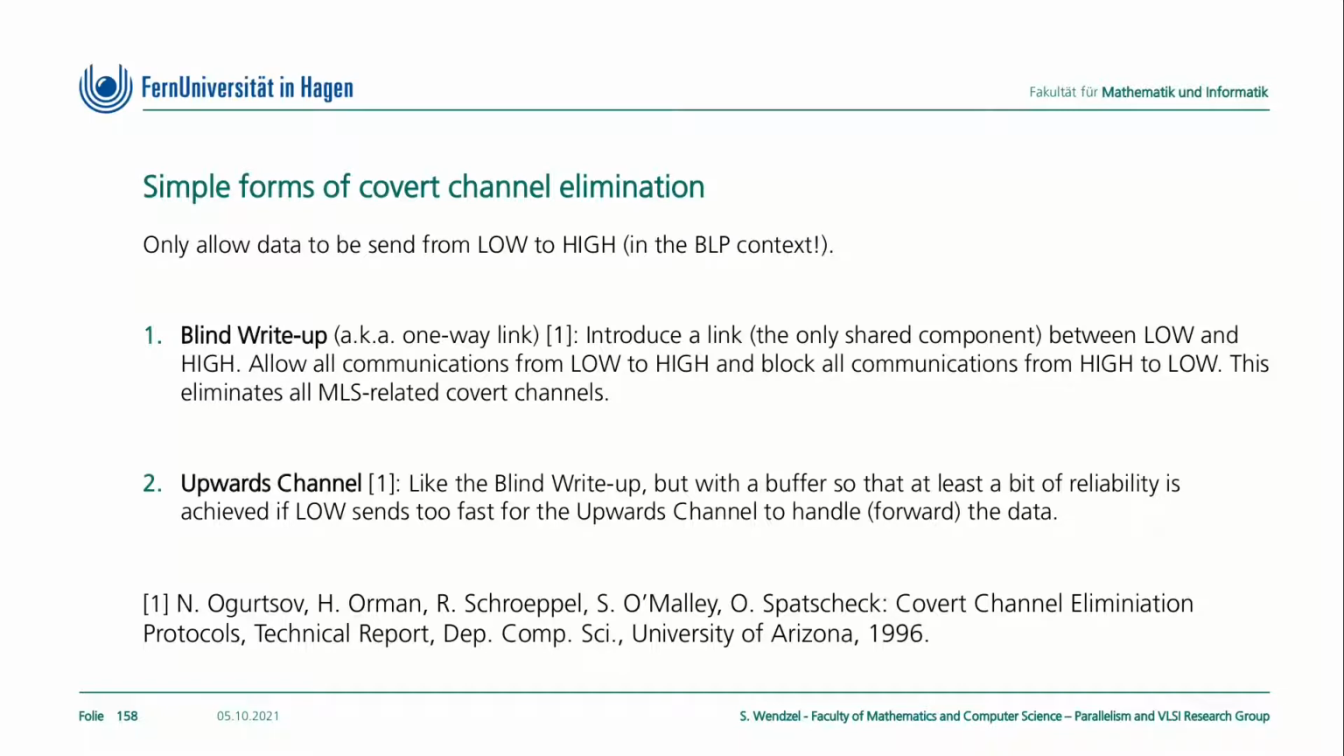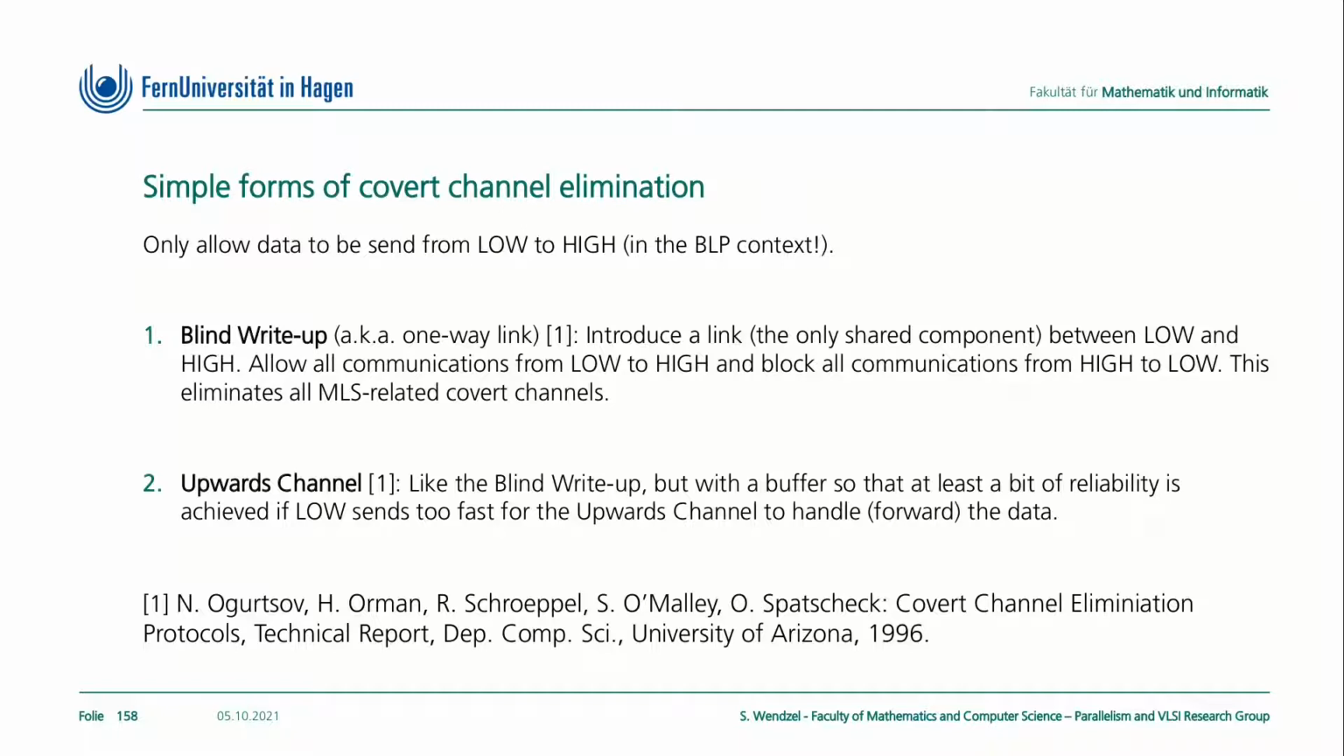So what you have here is a low and a high system. So for instance, a secret level system and a top secret level system. And the blind write-up allows only communication from low to high and blocks all communications from high to low. So this eliminates all write-downs and also all back channels for the read-up. So you just have no covert communication channels feasible anymore. But you also don't have any acknowledgements or reliability features. So it's not a practically applicable approach, more a theoretical one. By the way, it's also sometimes called a one-way link.